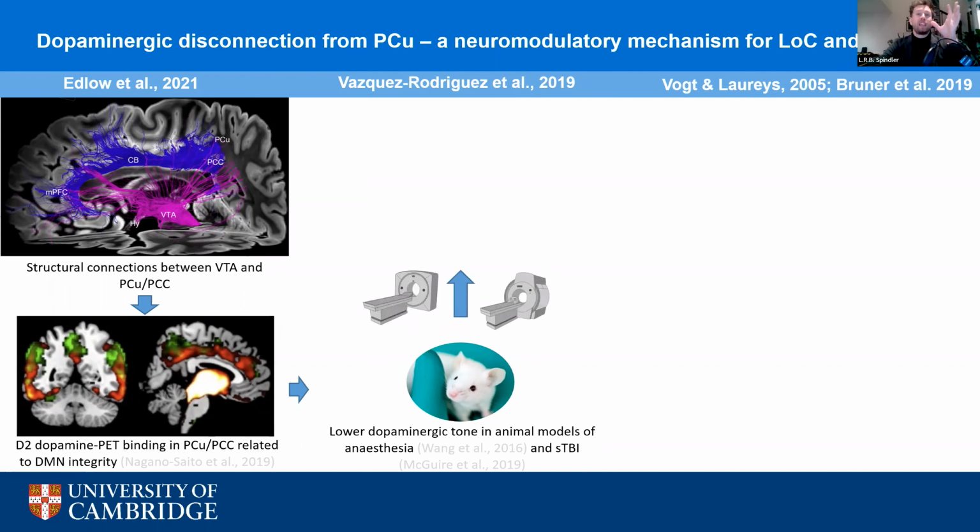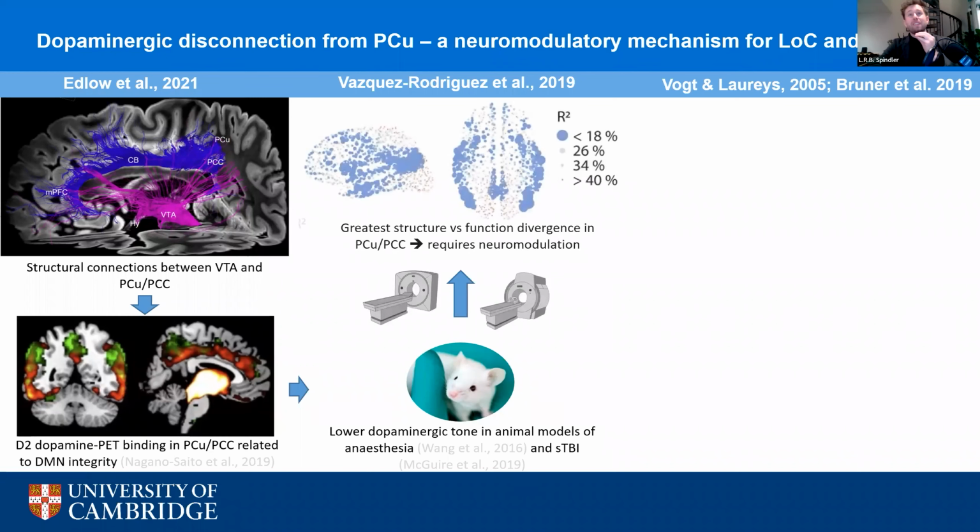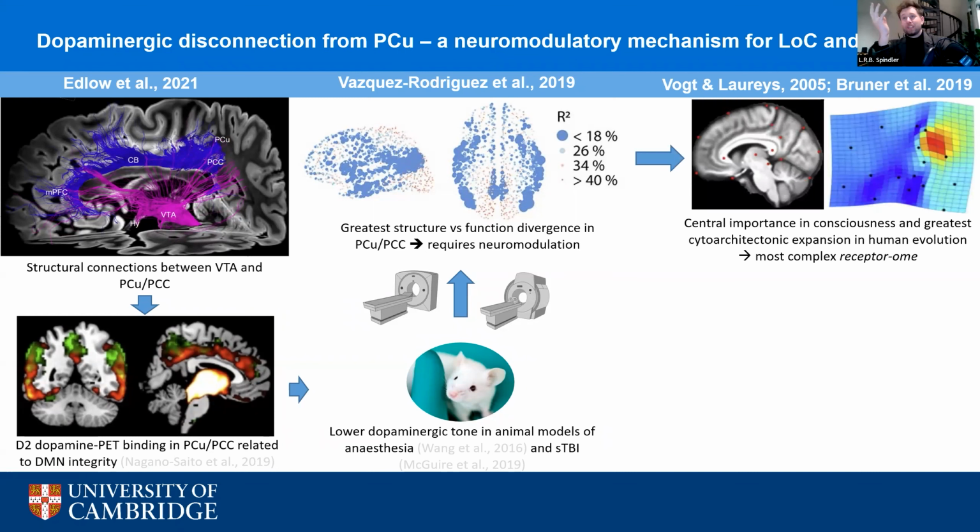Now, of course, we will need to validate that with simultaneous PET and resting state fMRI. But given the fact that in that cortical region, we have the greatest structure function divergence, we need its concerted neuromodulation. And in fact, the precuneus and posterior cingulate cortex have experienced the greatest cytoarchitectonic expansion in human evolution, which might be reflective of the fact that they also have the most complex receptorome, so the most complex neuromodulatory landscape to keep them functioning normally.